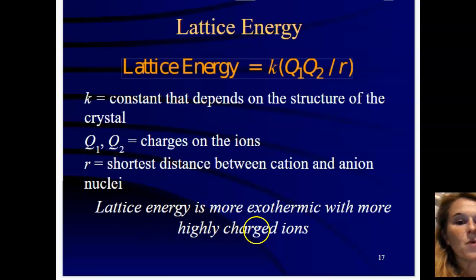The lattice energy is more exothermic with more highly charged ions. So that makes sense. This number is going to get bigger. So the bigger the charges are, the bigger that number is going to be, and the stronger and more exothermic that bonding is going to be also.